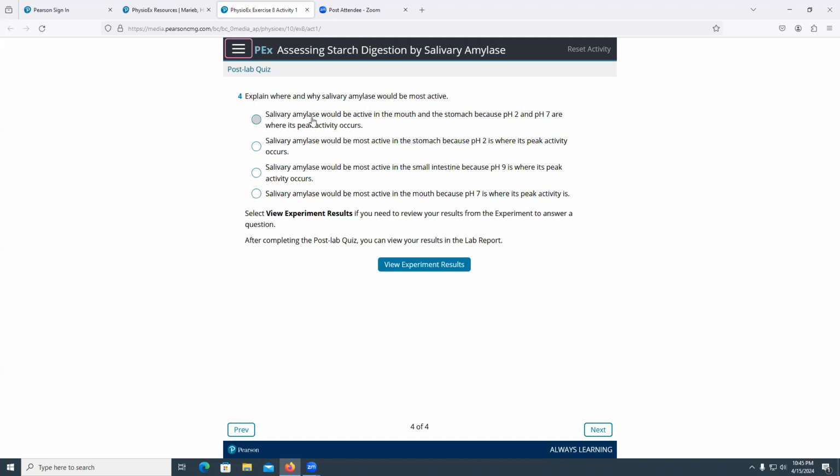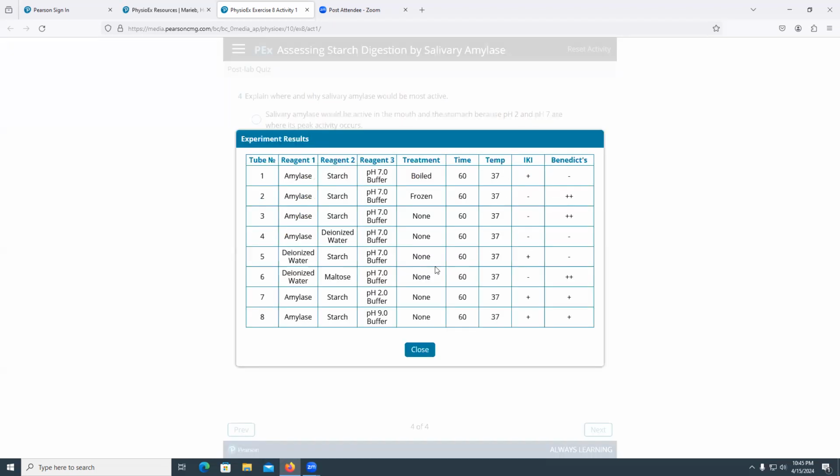Explain where and why salivary amylase would be most active. Obviously, salivary amylase would be active in the mouth, because pH 7 is where its peak activity was. Yes, pH 7 was the peak activity for amylase. It gave me double pluses. Whenever I had amylase, it never gave double pluses except when it was at pH 7.